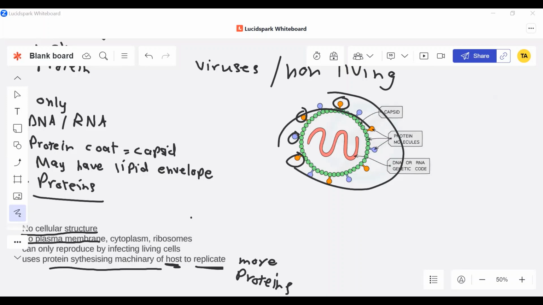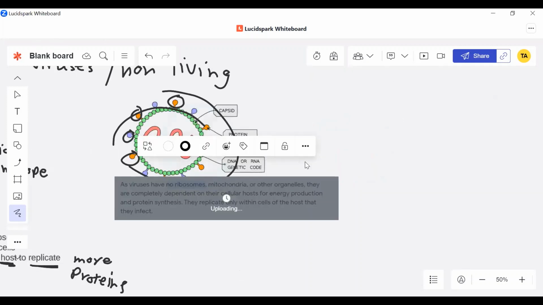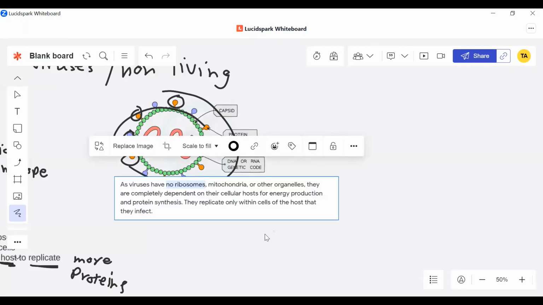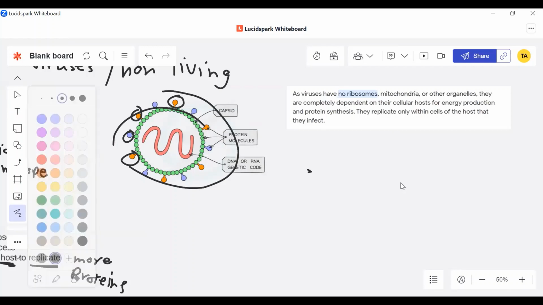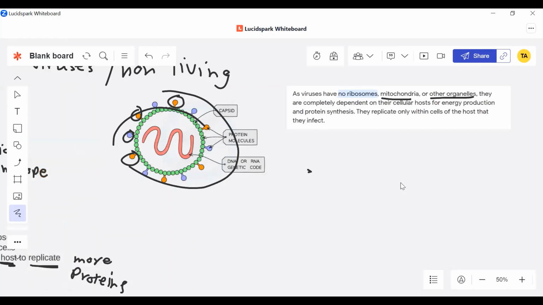I took this from Google. You can see the screenshot, right? This is taken from Google. Viruses have no ribosomes, mitochondria, or other organelles.